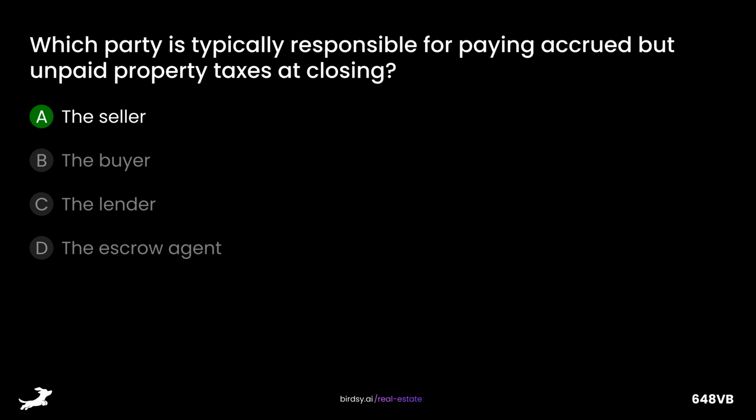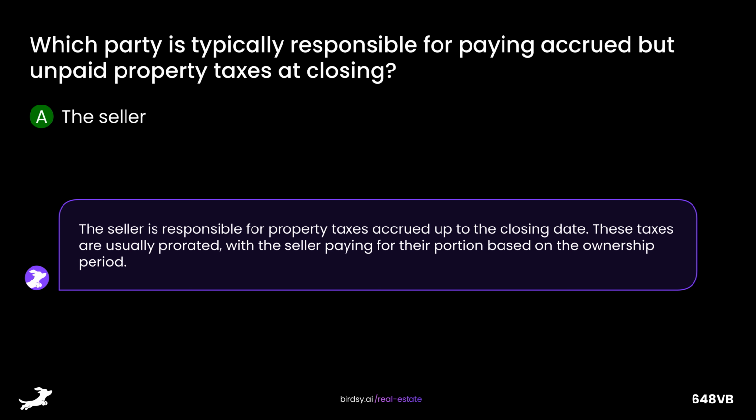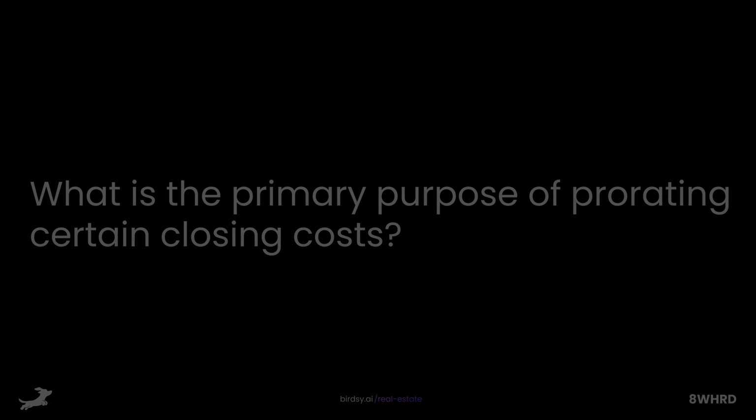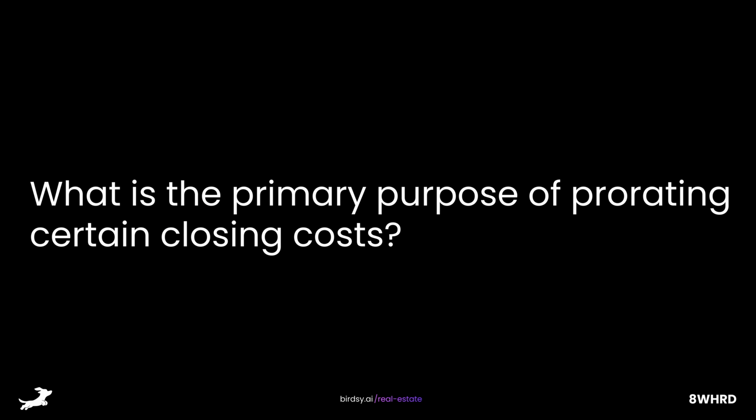The answer is A, the seller. The seller is responsible for property taxes accrued up to the closing date. These taxes are usually prorated, with the seller paying for their portion based on the ownership period. What is the primary purpose of prorating certain closing costs?